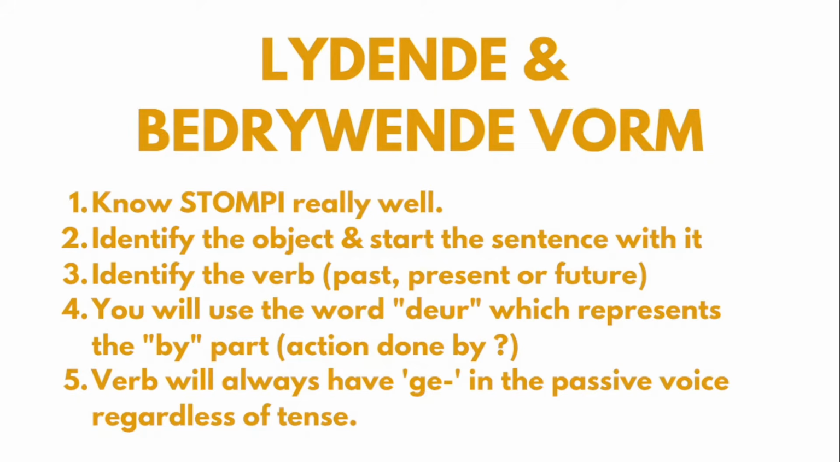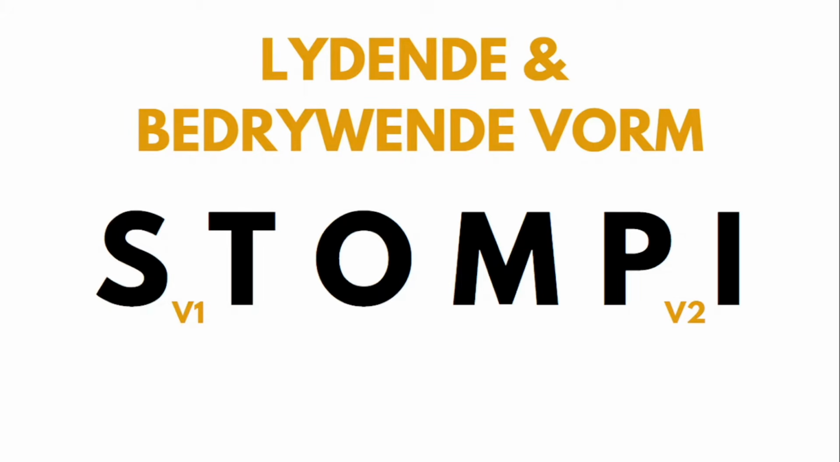And number 5, the verb that you get will always go to the end of the sentence and it will have ge in it. Normally when you use ge, it's for an action that's done in the past tense, but you'll see exactly how you're going to use it going forward. So like I said, you really need to know Stompy well.